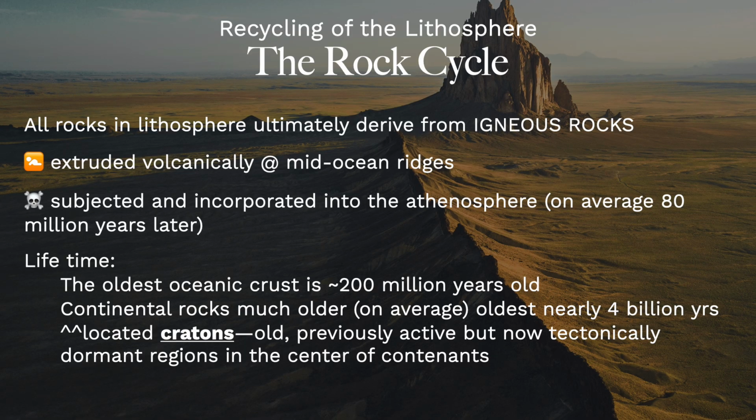The oldest of the old rocks are located in cratons. So, a craton is an old, previously active, but now tectonically dormant region that is located in the center of a continent. So it's being protected from all of the goings-on of our plate tectonic motion, of our subduction and our creation and our destruction. It's in the middle of our continents. That's where we have our oldest rocks that date back nearly 4 billion years.